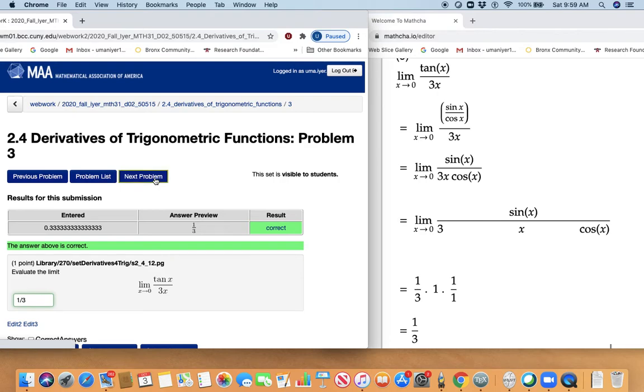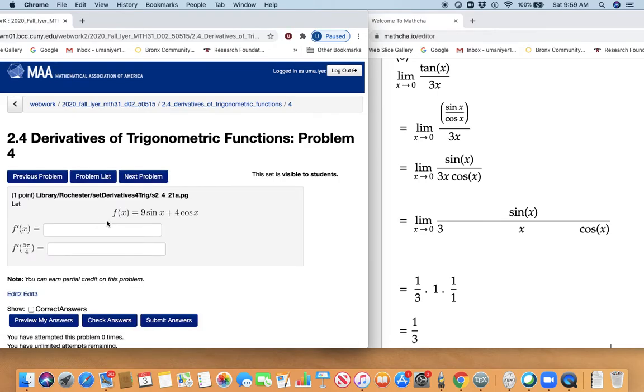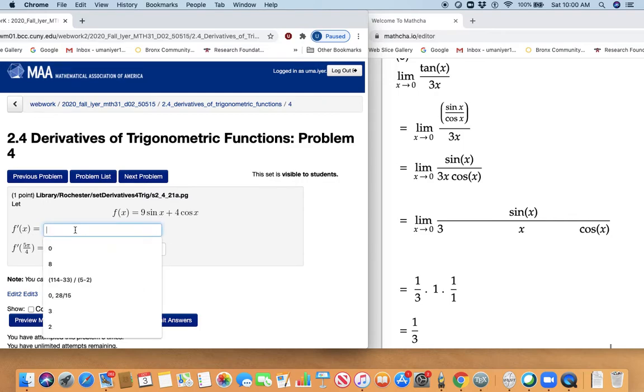Next problem. Let f of x be 9 sine x plus 4 cosine x. Find its derivative. Well, it is 9 times the derivative of sine, which is cosine x, plus 4 times the derivative of cosine x, which is negative sine x. So I introduce a negative there, and then sine x. Remember, the derivative of cosine is a negative. That's where that negative came from.